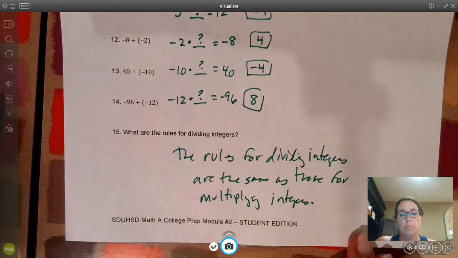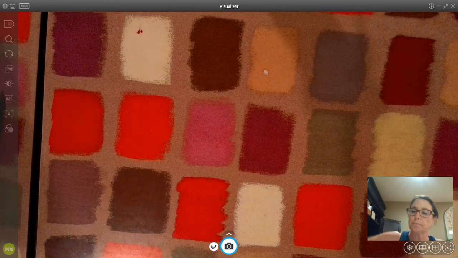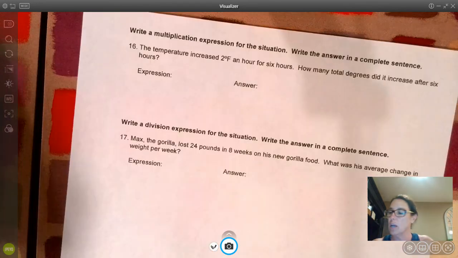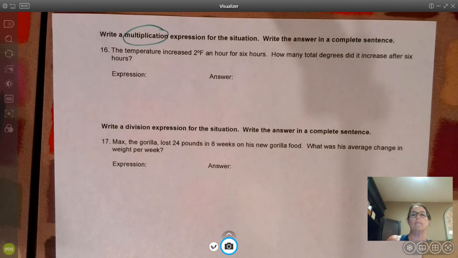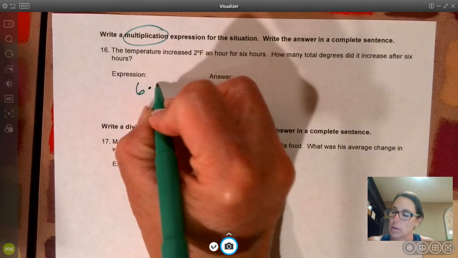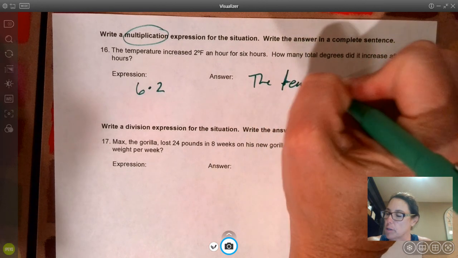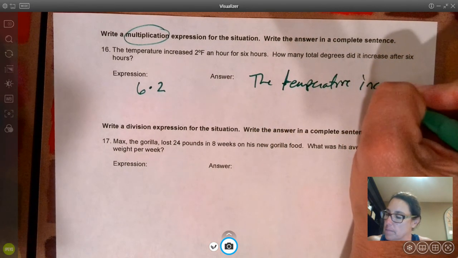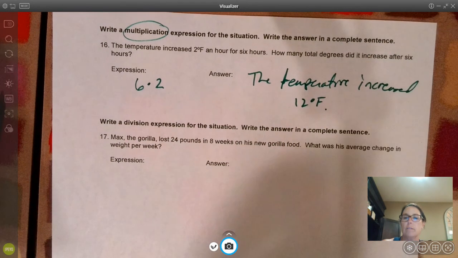We've got a couple of word problems to try, and then this is the end of this lesson. Write a multiplication expression for the situation. Write the answer in a complete sentence. The temperature increased 2 degrees Fahrenheit an hour for 6 hours. How many total degrees did it increase after 6 hours? You should understand it's going to be 6 groups of a positive 2. The temperature increased 12 degrees Fahrenheit.